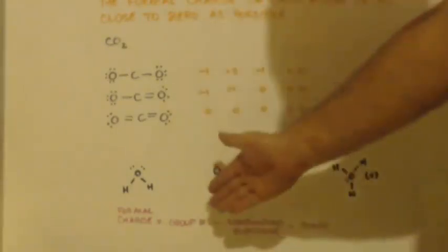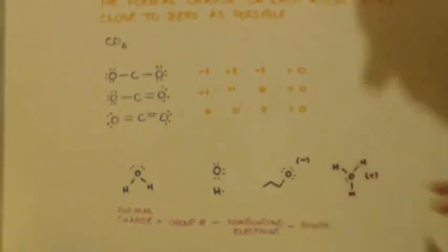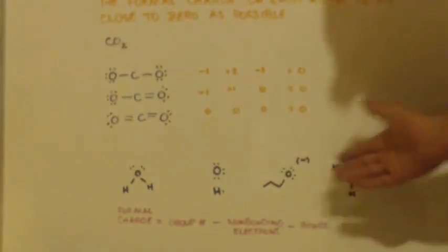It has 6 to be neutral. How many does it have here? It has 6. It's neutral still. How many does it have here? It has 7, so it's negative. And how many does it have here? It has 5, so it's positive. You're comparing how many it has now to how many it has when it's a free radical. That's it.